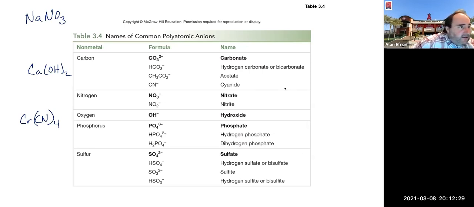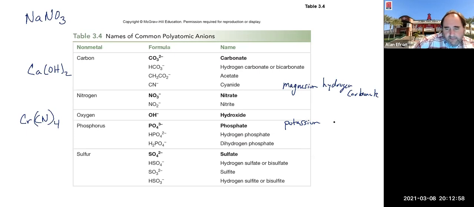And then why don't you try to write some formulas for the following names? Let's do magnesium hydrogen carbonate. Let's do potassium sulfate, and let us do iron(III) nitrite. All right, take a couple of minutes and see what you come up with, and then we'll double check.